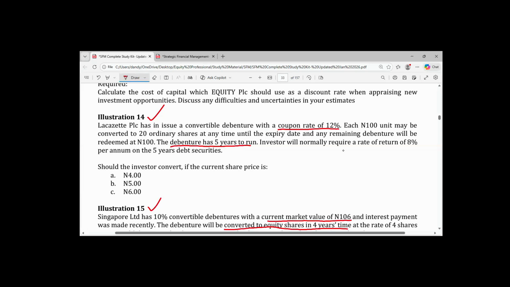Then you calculate the conversion value at 4 naira, 5 naira, and 6 naira. At any price where the conversion value is higher than the current market price of the debenture, that is the price at which the investor should convert. That's all you need to do. This has nothing to do with cost of convertible. The examiner is simply asking you to advise at which price they should convert. So to solve this, let me stop sharing and move to the working notes quickly within the next few minutes.